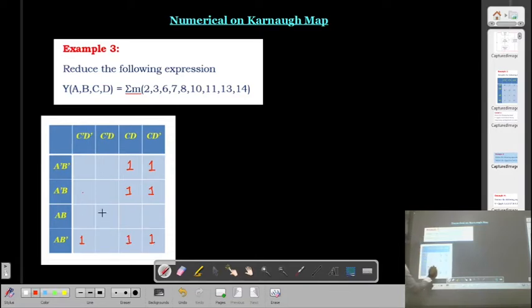13, 12, this is 13, and 14. Correct? So we have filled up this Karnaugh map. Now try to find the largest group. Correct?